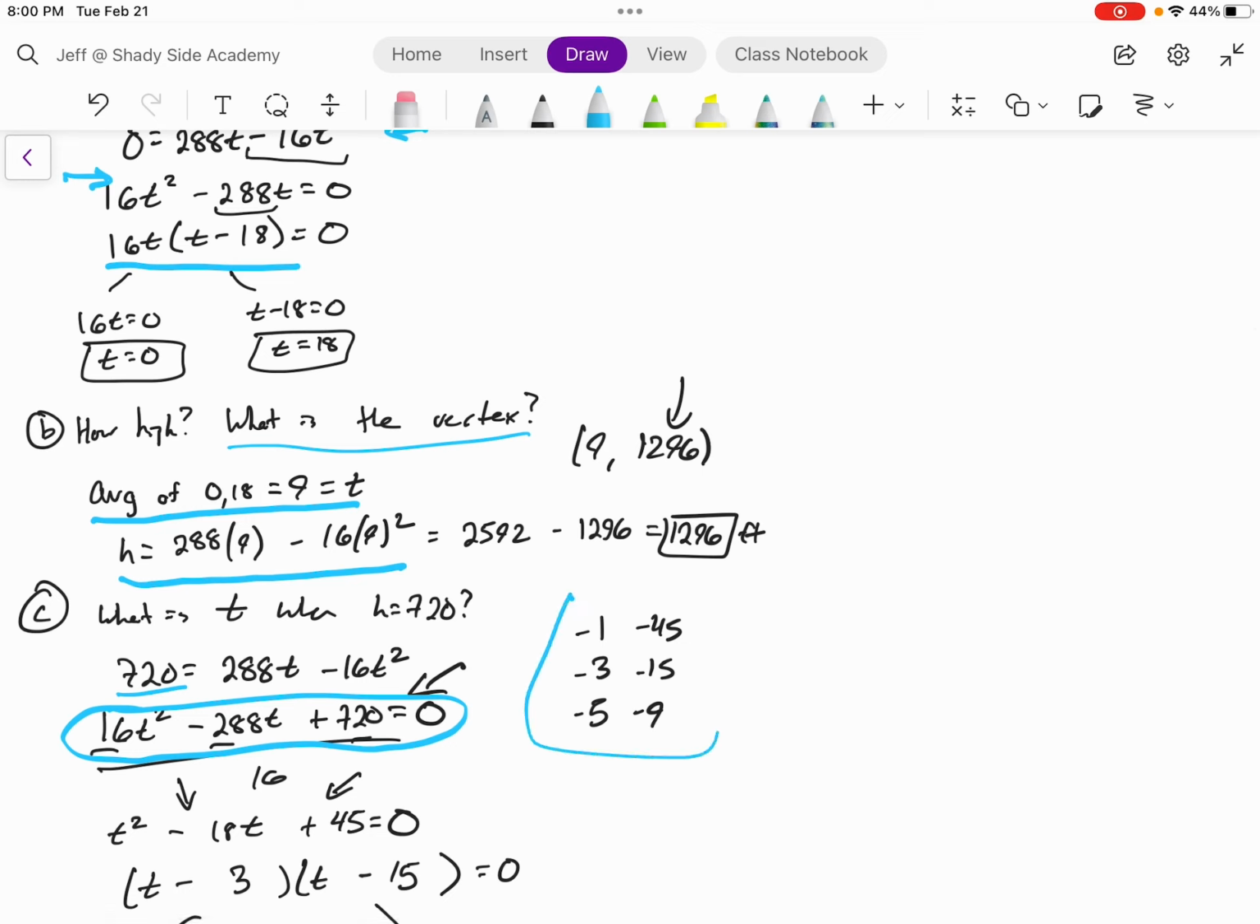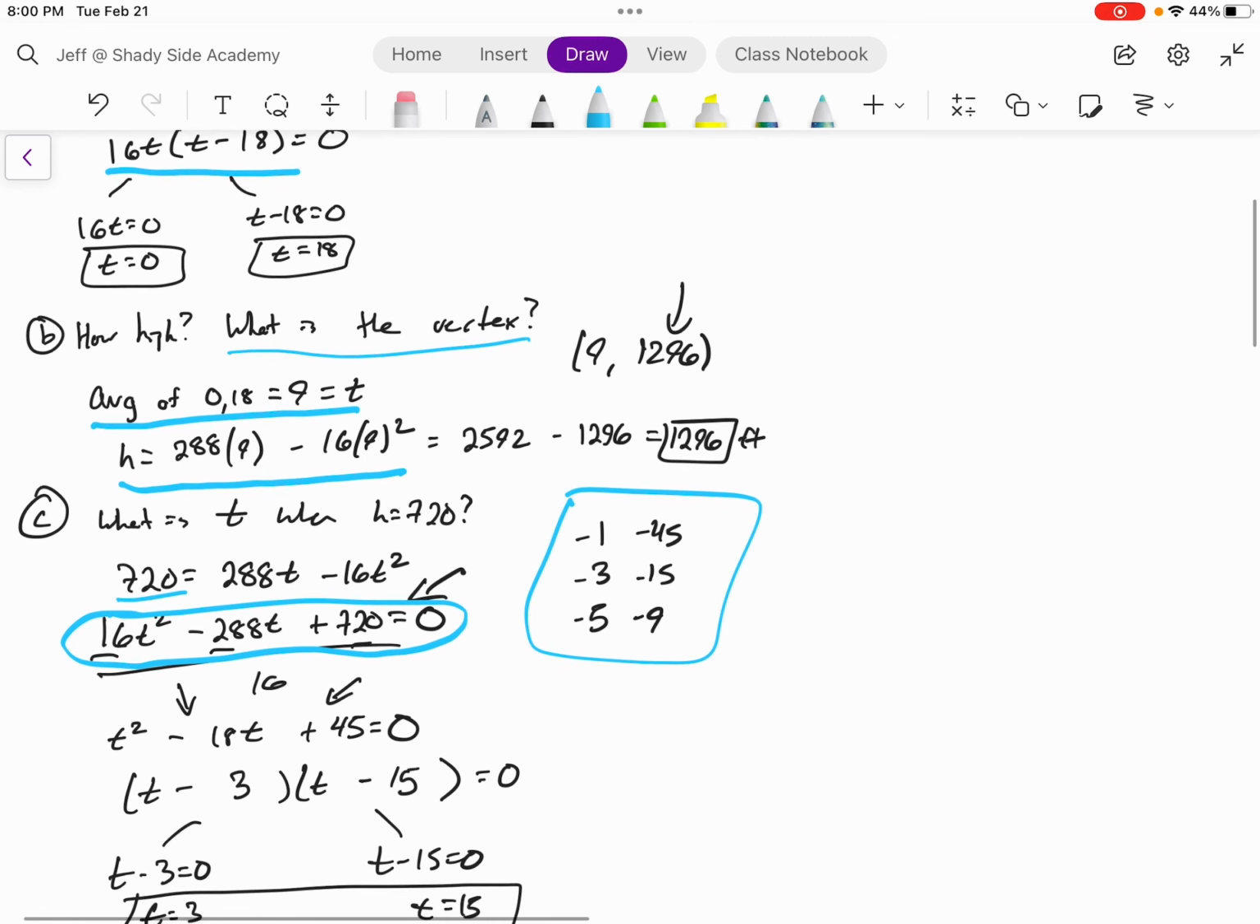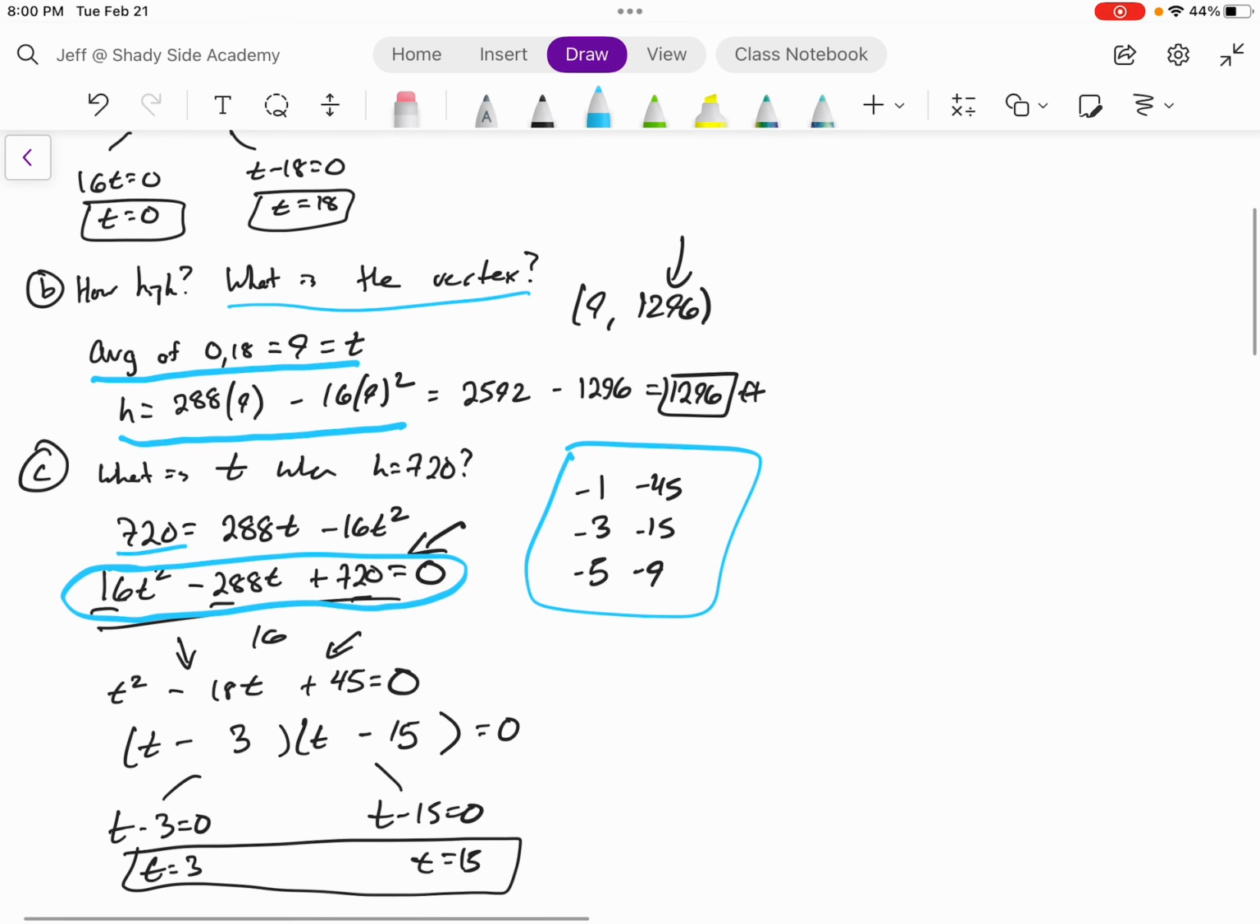Here are my sort of options over there in that box. And so that, by the zero product property, because two numbers times each other equals 0, told me that t equals 3 or t equals 15. Okay? And that makes sense, right? Because the rocket went up, it passed by the balloon here, and then it came back down. And it passed by the balloon again. And you'll notice those are also both 6 away from the vertex again, symmetry.